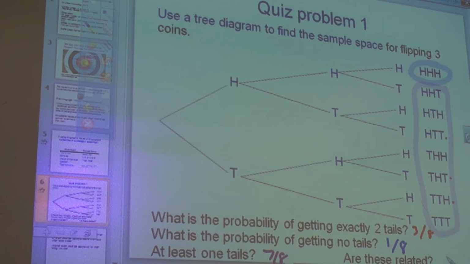All right, so who has an idea of how they're related? Yes, what do you think? They're mutually exclusive. They have nothing in common. What else about them? They're complements of each other. Complements of each other have to be mutually exclusive. They have to have nothing in common, and together they make up the entire sample space. They are complements of each other.